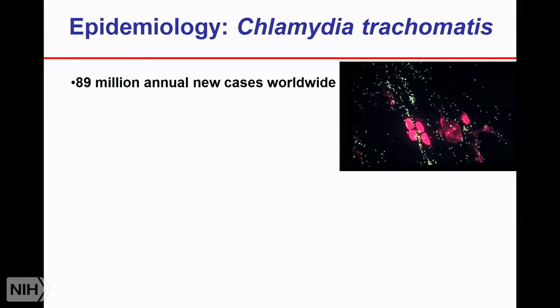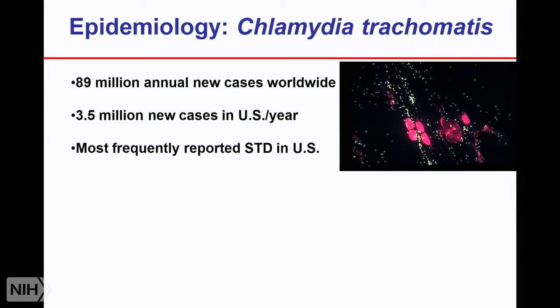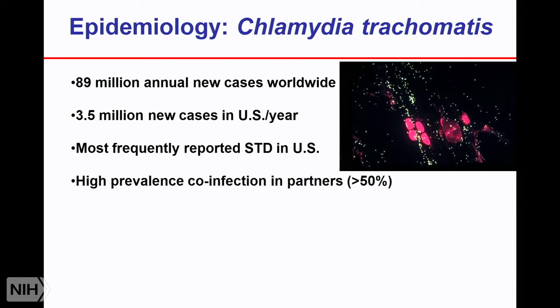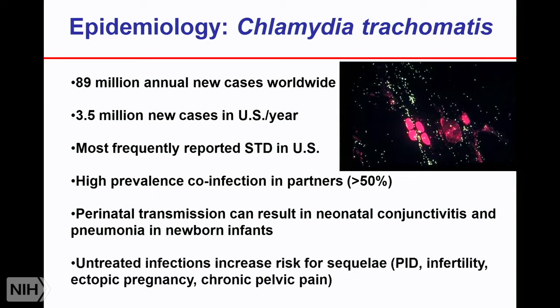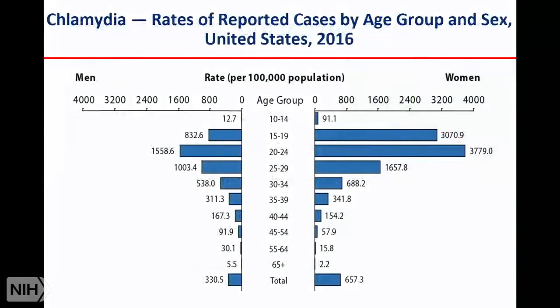We talked about some of the numbers worldwide and for the U.S., as shown here. It is the most commonly reported STI in the U.S. There are very high co-infection rates in the sexual partners of an infected individual, so it is very easily transmissible to sexual partners. And you can get perinatal transmission with this organism. Untreated infections that are left undiagnosed can cause PID, pelvic inflammatory disease, infertility, ectopic pregnancy, and chronic pelvic pain.